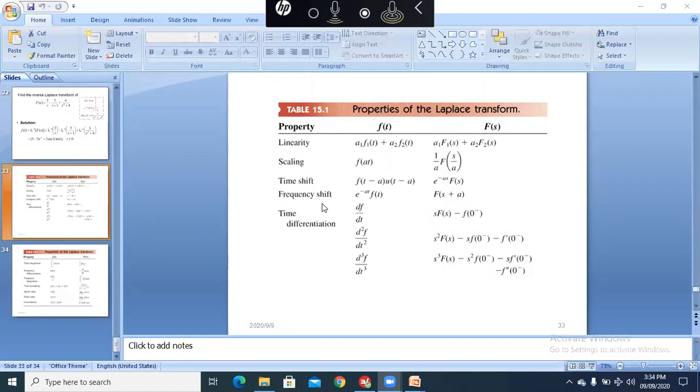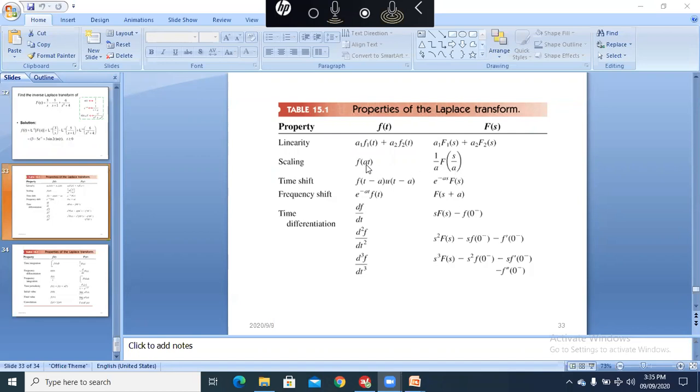So if you want to review this, in the linearity property, the time functions are scaled and summed up to give the equivalent function in the Laplace domain. The scaling property is f of at is 1 over a times F of s over a.